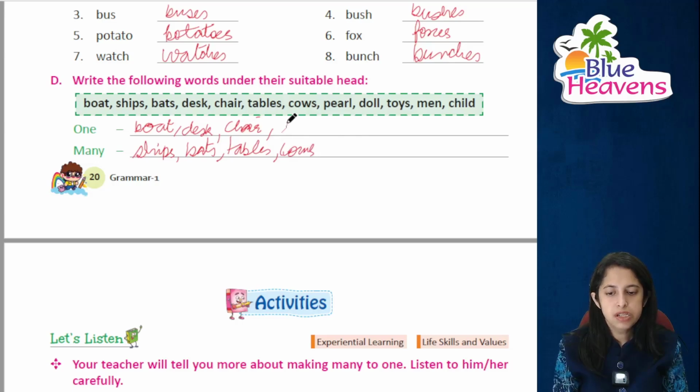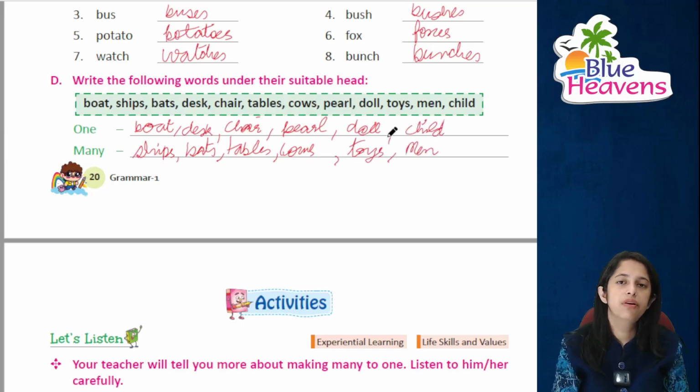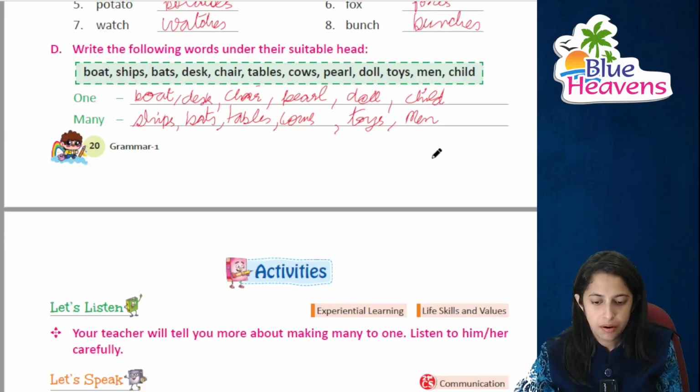Then pearl means मोती, जो कि हम एक pearl के बारे में बात कर रहे हैं. Then it's doll, again it's one. Toys यहाँ पे आएगा many में, right? Men भी many में आएगा, और child one में आएगा. अगर यहाँ पे children लिखा होगा तो it will come under many, right?